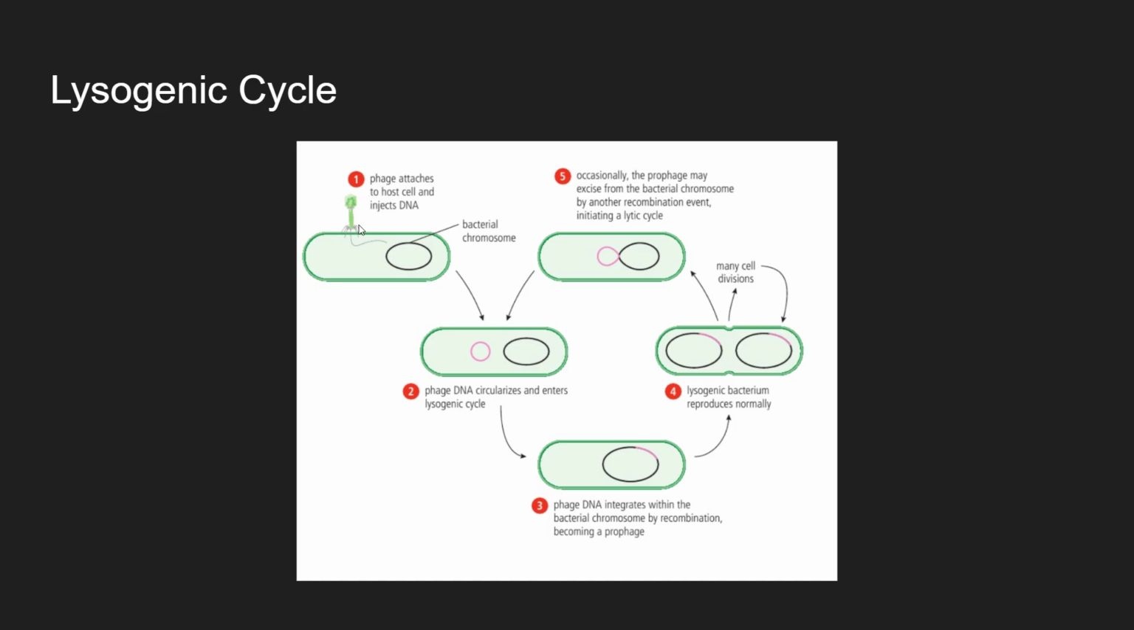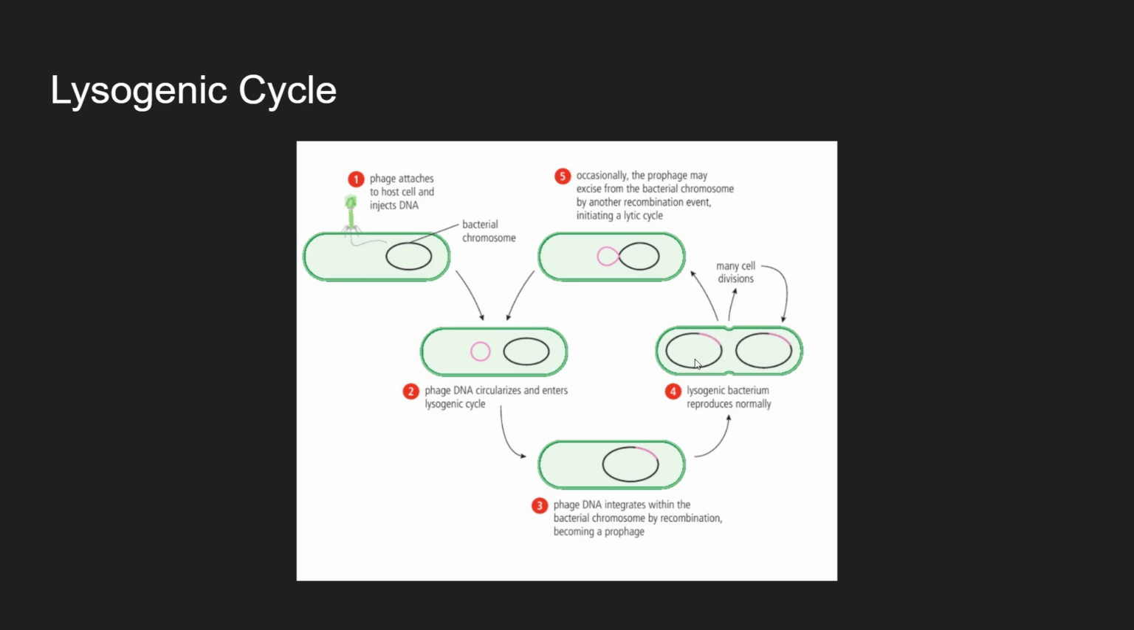So similarly, it starts the same. Phage attaches and injects DNA. And this is a bacterium, by the way. And then the phage DNA circularizes and enters a lysogenic cycle. Phage DNA integrates within the bacterial chromosome by recombination and becomes a prophage. Then it just reproduces normally, but it has the phage's DNA inside of it.